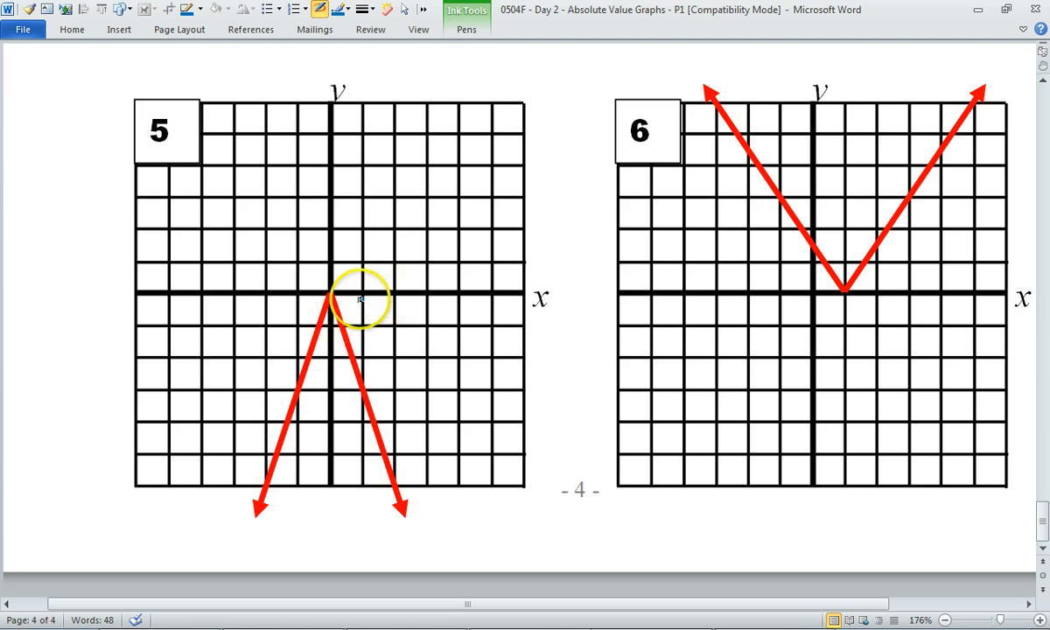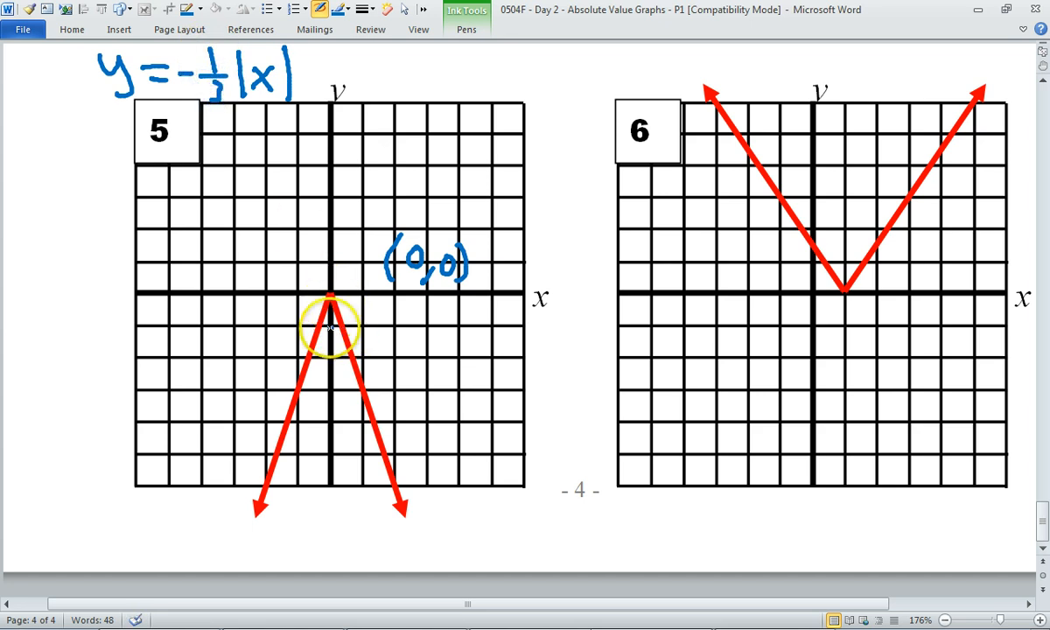Jesus, tell me the vertex. 0, 0. What does that tell you about the equation? Just x. Anything on the end? No, because they're both 0. What goes in front? Negative 1/3.